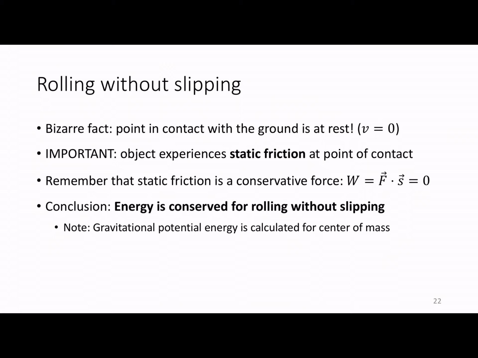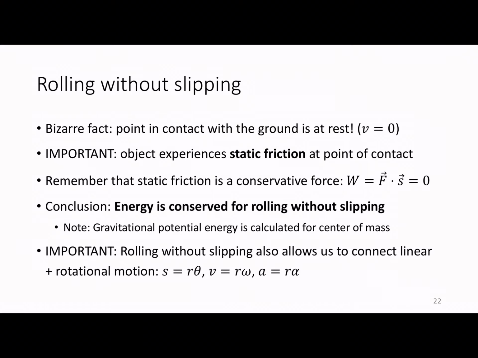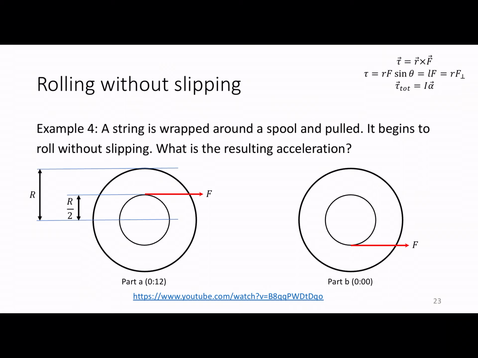Notice that when I talk about energy conservation, I will sometimes have to talk about gravitational potential energy. You will always calculate that from the center of mass. So gravitation acts at the center of mass, and the gravitational potential energy is mg times the height of the center of mass. So rolling without slipping is energy conserving, and it will allow us to connect linear and rotational motion via these formulas. So I'm going to leave you with the following example. We will not solve it today. We're going to solve it on Thursday.